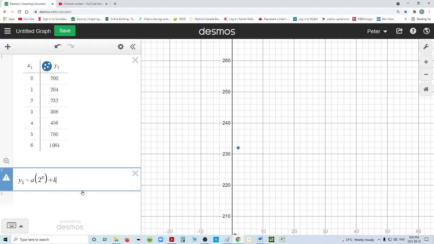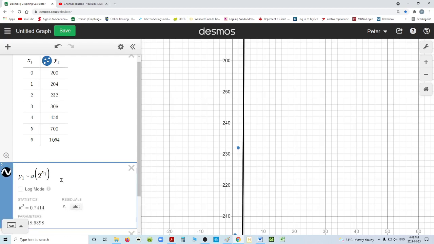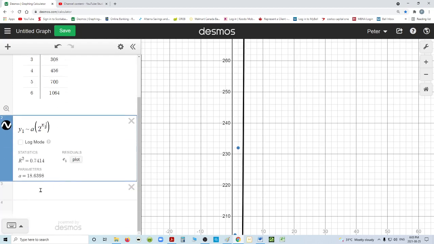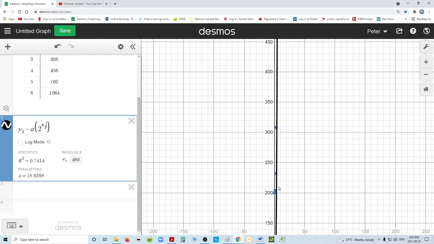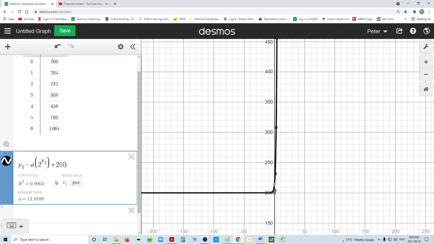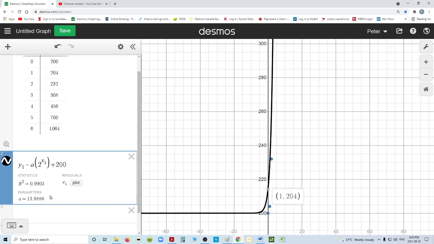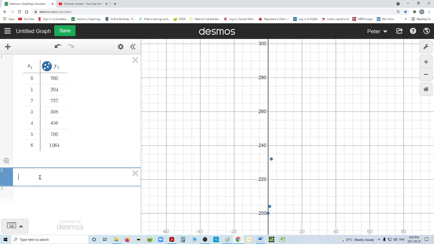And you can just say plus k, and you can hope it figures it out. Now if it doesn't figure it out, you probably didn't get it right. There we go. So you can see that it's saying that it might be this curve, but that doesn't quite fit. You could say that we have a plus 200 here. Yeah, it's looking like some of these values fit. But if you think it's half a parabola, you can do this as well.